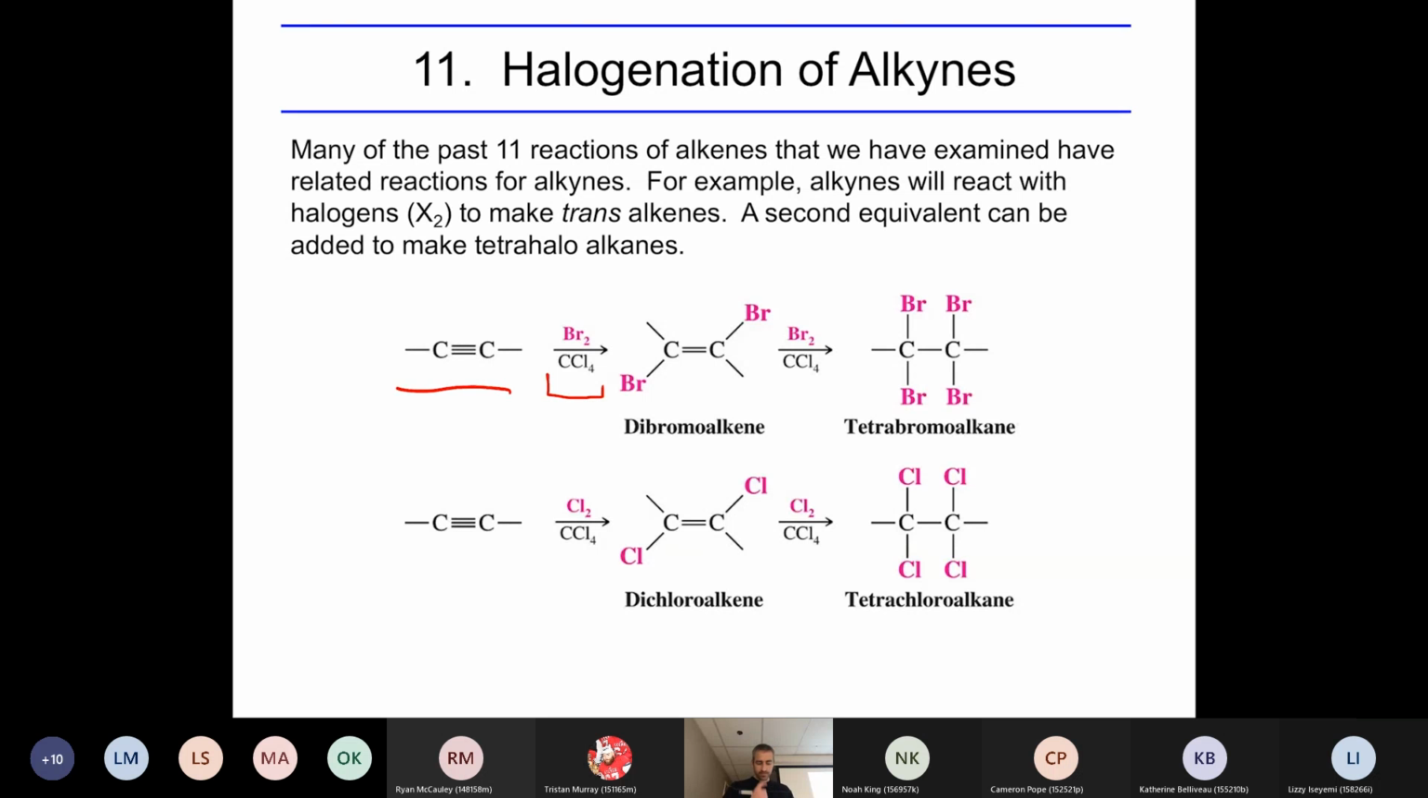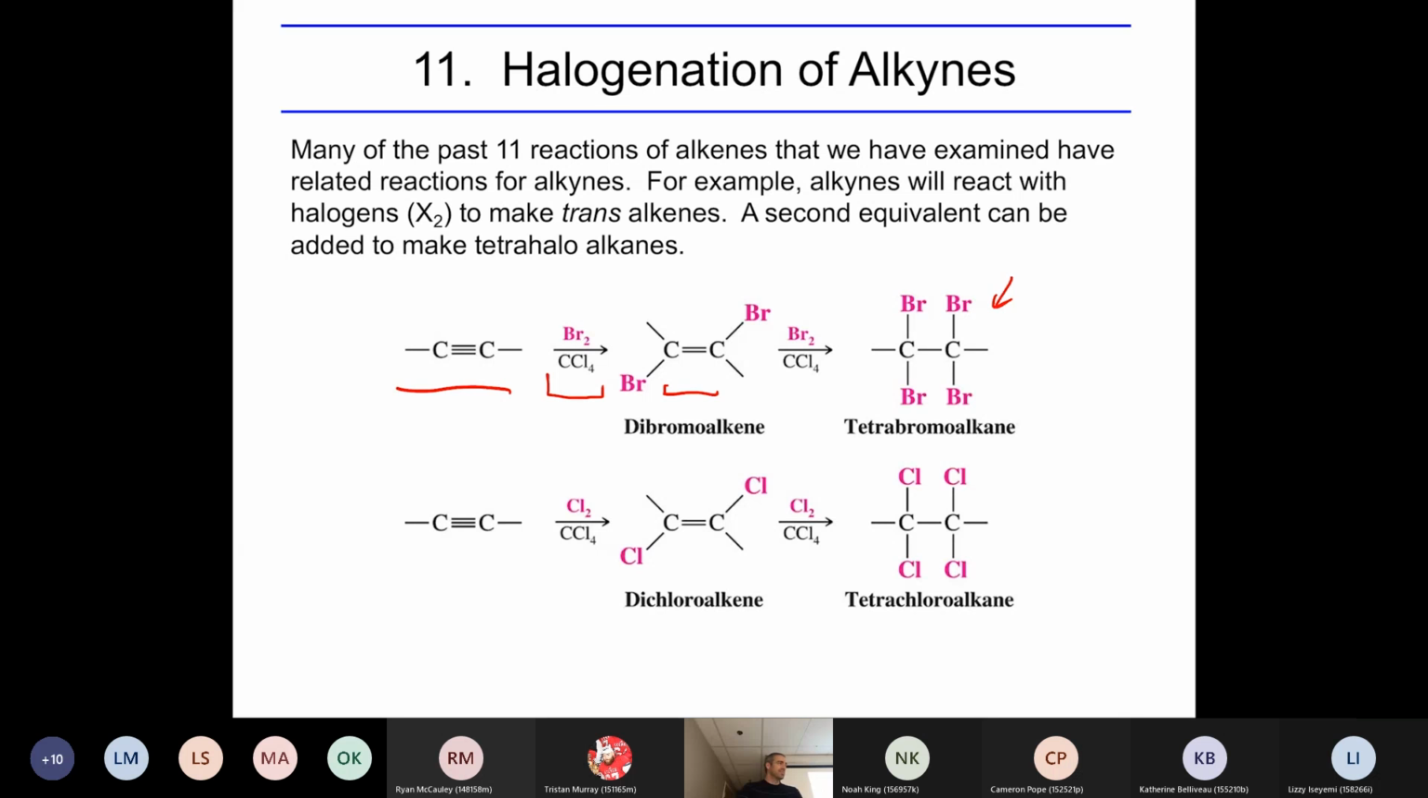Hexane, whatever. What happens is if you have one equivalent, it'll add Br2 across the triple bond, reducing it from 3 bonds to 2 bonds. And what that does is you make a dibromo compound that's trans. Now you still have a double bond, you still have an alkene. So if you use 2 equivalents of Br2, you can add it twice, and you could end up with this tetrabromo compound. Works with chlorine too.